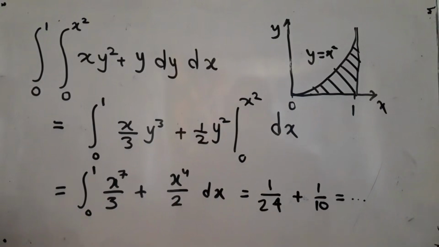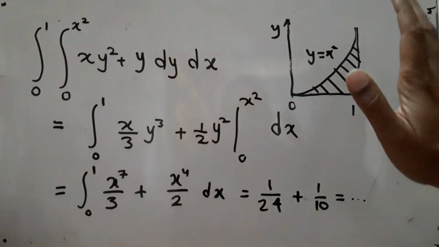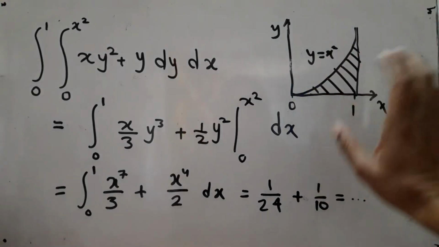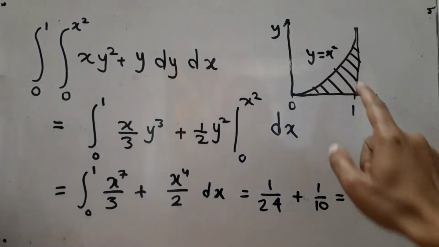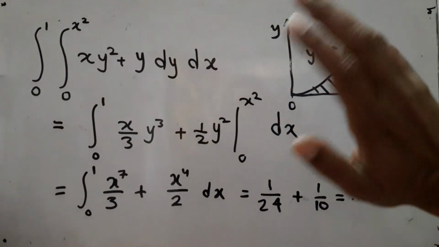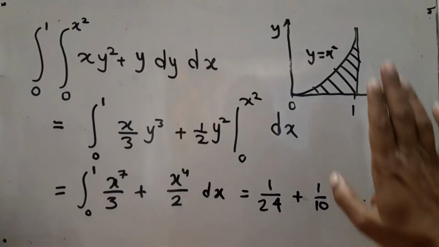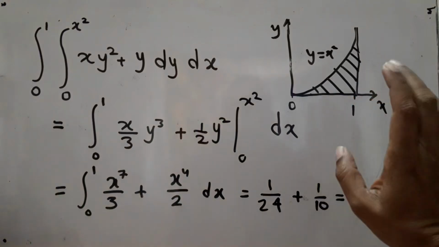So what is meant is the following. There is a surface of this particular function, and you consider a tent. The tent has this as the floor and that undulating surface as the roof. You are finding the volume of the tent.